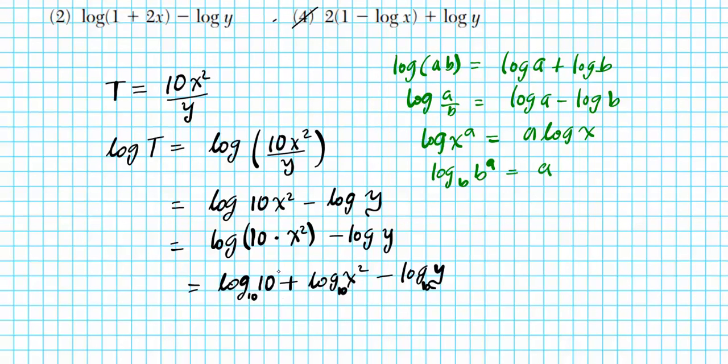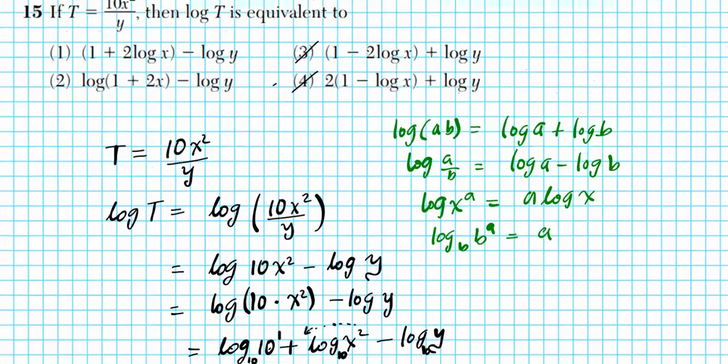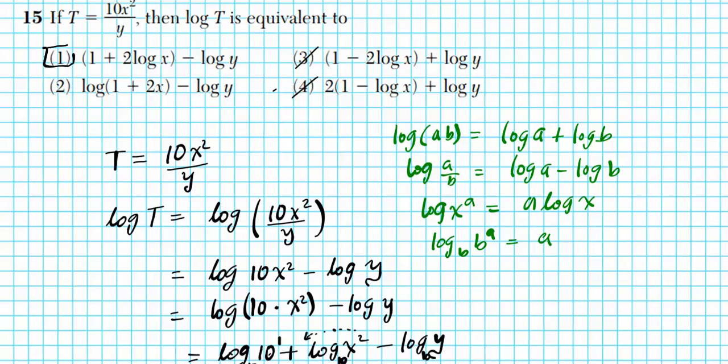So this 10 has an exponent, which is 1. So if the logarithmic argument and the base match, they cancel each other out, and you're left with the power. So this basically becomes 1, plus, and then you can use this property here to power down the exponent, the 2, so you have plus 2 log x minus log of y. Notice I took out the 10s because for common logarithms, you don't have to put the 10. Okay, answer is option number 1. 1 plus 2 log x minus log y.